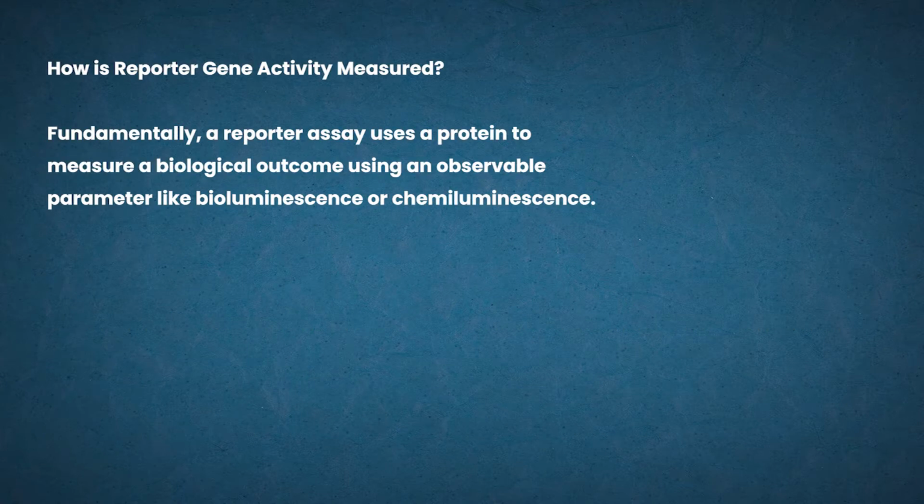So, as I mentioned, how is it actually measured? Fundamentally, a reporter assay uses a protein to measure biological outcome using an observable parameter like bioluminescence or chemiluminescence. On the basis of bioluminescence or chemiluminescence, you can measure the activity of the reporter gene. Let's talk about the examples one by one.